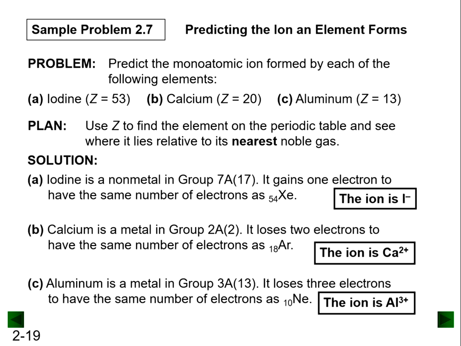This sample problem is one you should go through. This basically articulates what we saw in that earlier table, where each group with the corresponding charge is shown. So for iodine, that's group 17. You expect it to gain 1 electron. Calcium is in group 2, tends to lose 2 electrons. And aluminum is in group 13, or group 3A, and tends to lose 3 electrons.